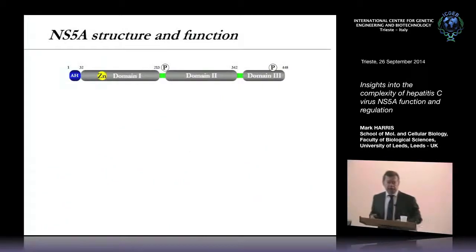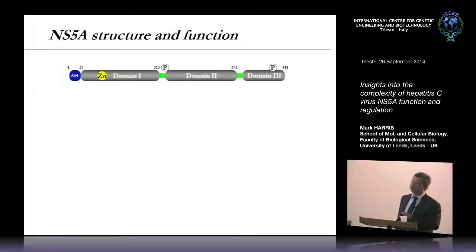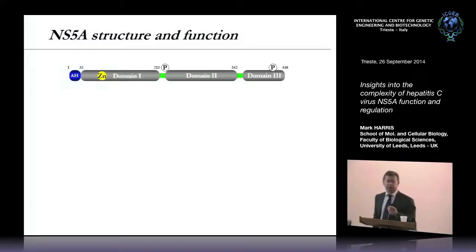Okay, so let me tell you a little bit about NS5A and what we know about NS5A so far. This is the structure of this protein. It's a protein of about 450 amino acids in length. It has three well-defined domains, which are separated by low-complexity sequences, flexible regions, and I'll come back to these in the rest of the talk. At the N-terminus of this protein is an amphipathic helix, which locks it onto membranes within the cytoplasm, particularly ER membranes. Domain one, we have the crystal structure for.